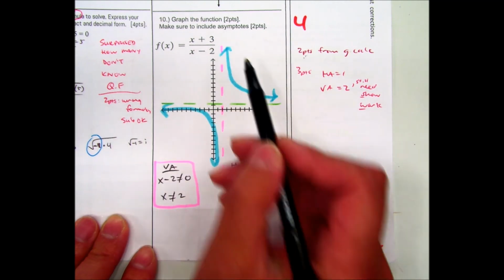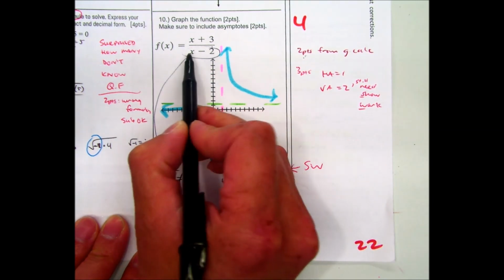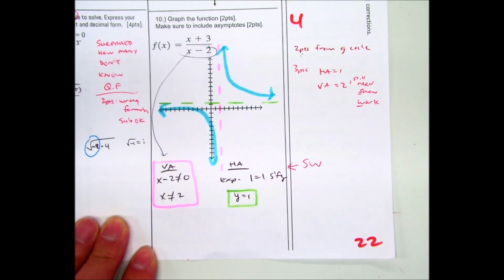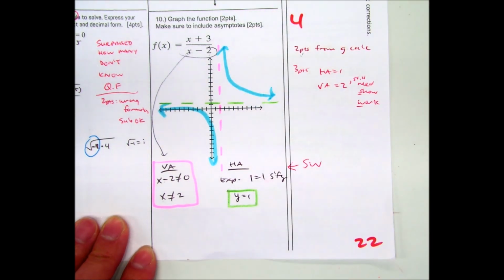Remember, a vertical asymptote is found by taking the denominator and setting it not equal to 0. Add 2 to both sides. x cannot be 2 because 2 minus 2 is 0. Anything divided by 0 is undefined. Undefined is bad in this case. There, my pink line is my vertical asymptote.